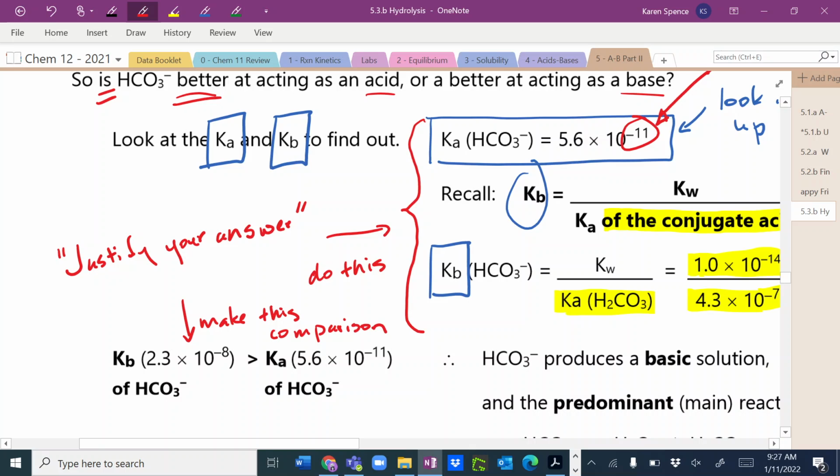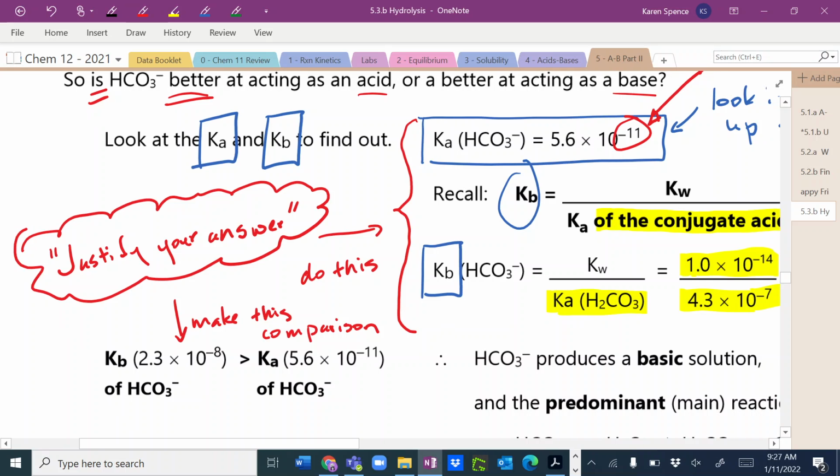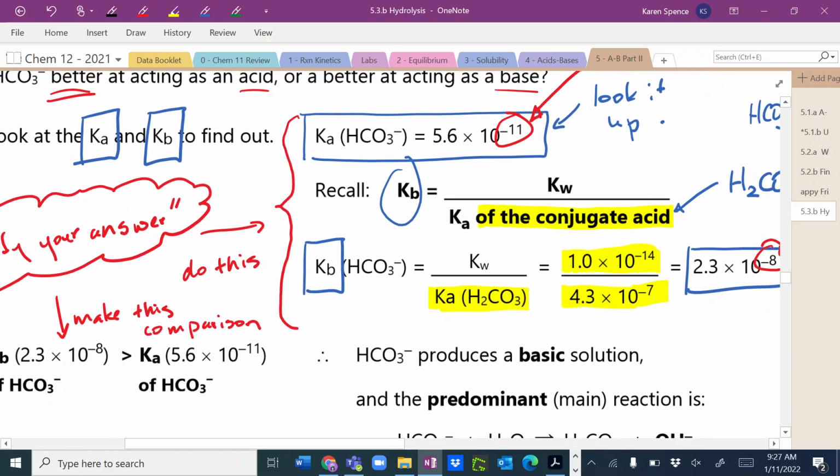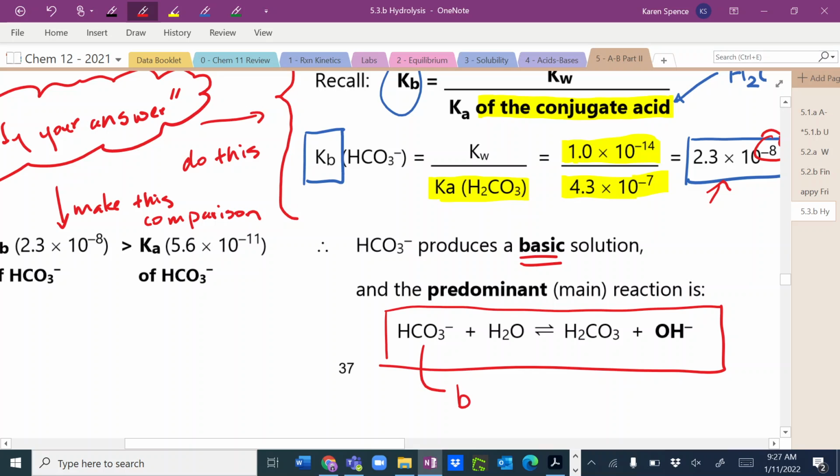Justify your answer. If you are justifying your answer in a written response question, you're going to want to write down the Ka value, show the formula for Kb, plug the values into the formula, show the calculation of Kb, and then do the comparison. In this case, our Kb was bigger, so it produces a basic solution. Not that the acid reaction doesn't happen, it just happens less. The predominant reaction is the one where HCO3 acts as a base, and it produces a basic solution.